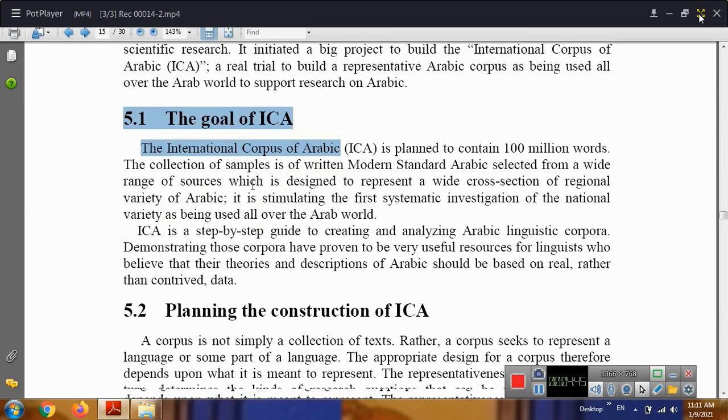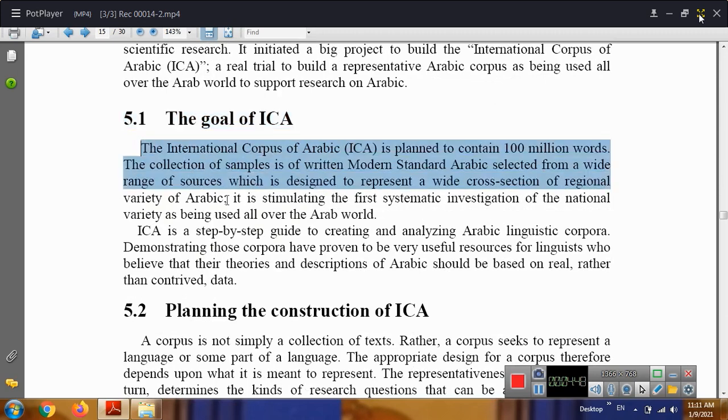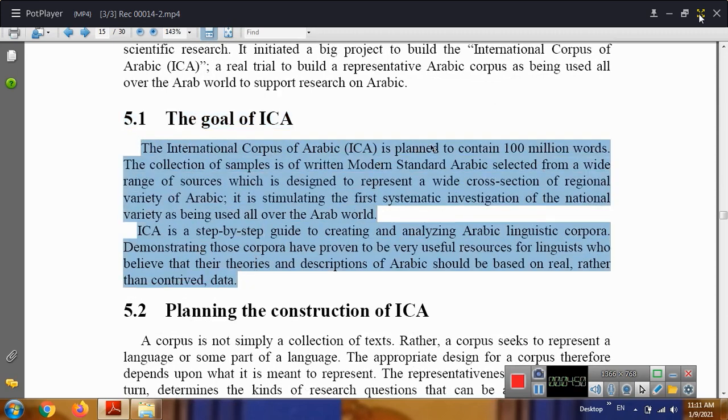The goal of ICA: the International Corpus of Arabic, or ICA, is planned to contain 100 million words. The collection of samples is of written Modern Standard Arabic selected from a wide range of sources, which is designed to represent a wide cross-section of regional varieties of Arabic. It is stimulating the first systematic investigation of the national varieties as being used all over the Arab world.